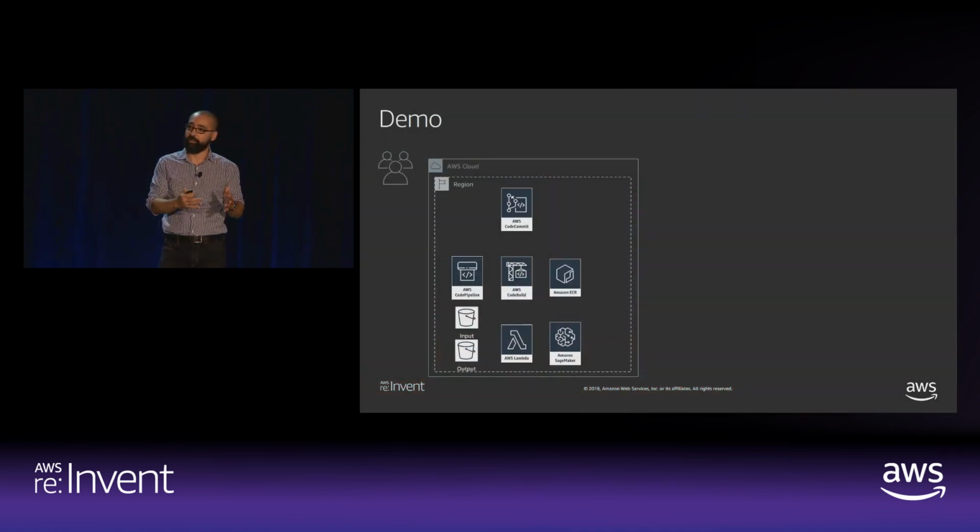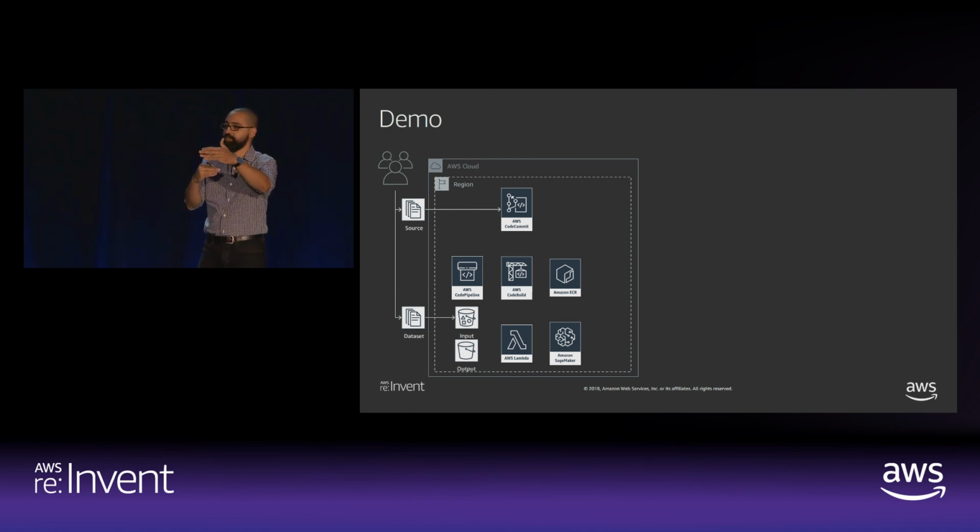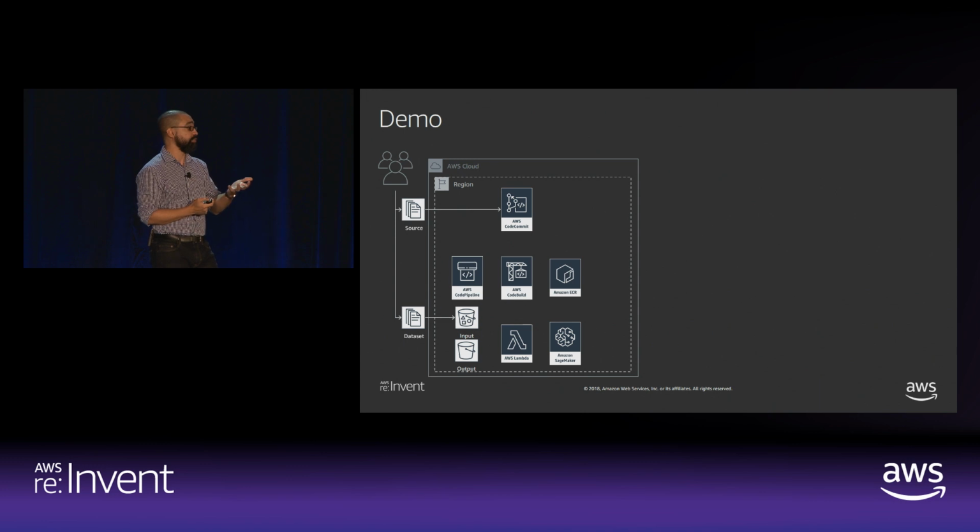Okay, so we're back at our solution, and we're going to instantiate this solution. What we've done here is we've made this solution a template. It's just a CloudFormation template, which means you can run it over and over and over again, and you will get the exact same solution. So you can run it on a per project basis.